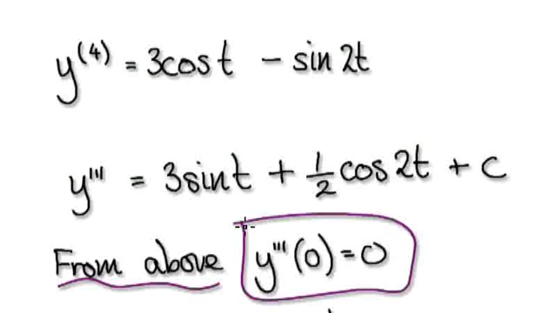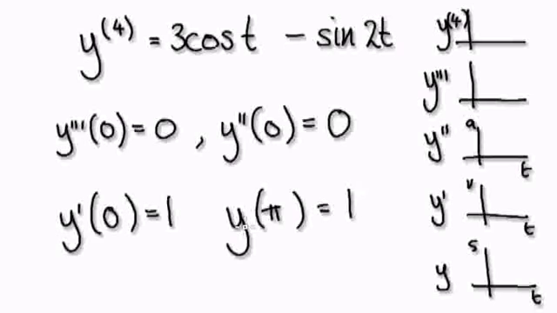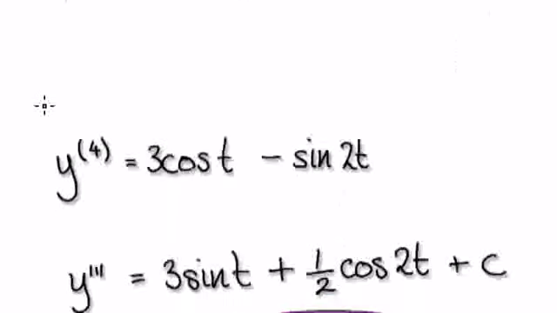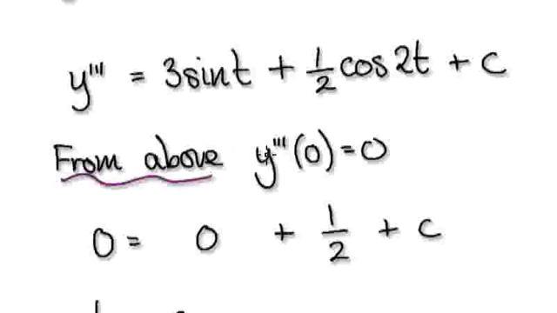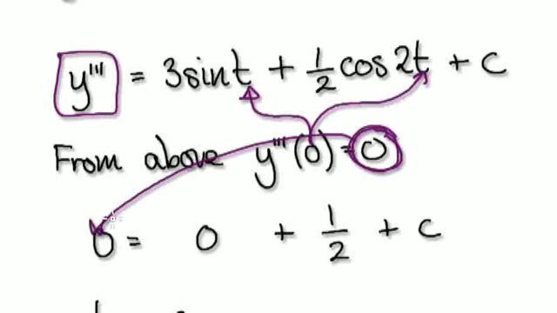So from above, meaning from up here, looking at this initial condition here, we can use this to find our c. So from above, looking at this initial condition, if you put 0 into the t here and 0 into the t here, and this here is really y triple prime, we can put this as this.